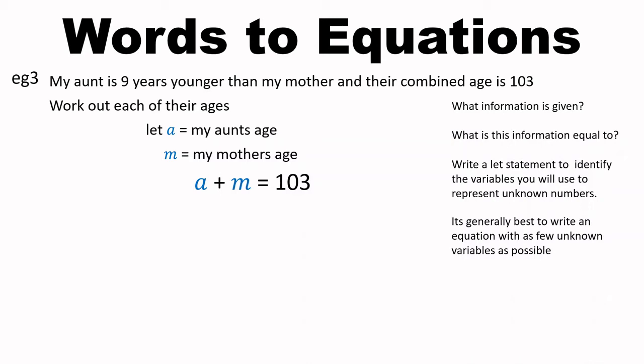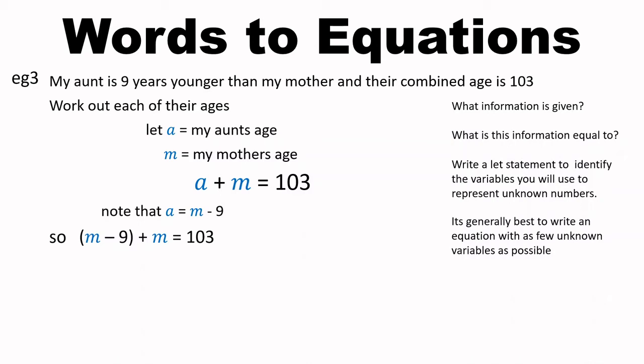Remember in my question, we're told that my aunt's age is 9 years younger than my mother's age. So we could say that A is equal to M minus 9. My aunt's age is my mother's age minus 9. And I can replace A in this equation with the expression M minus 9. That way, I've got an equation which may look a bit more complicated, but it only has one unknown value in it. So we can simplify this equation and work it through to find the value of M.